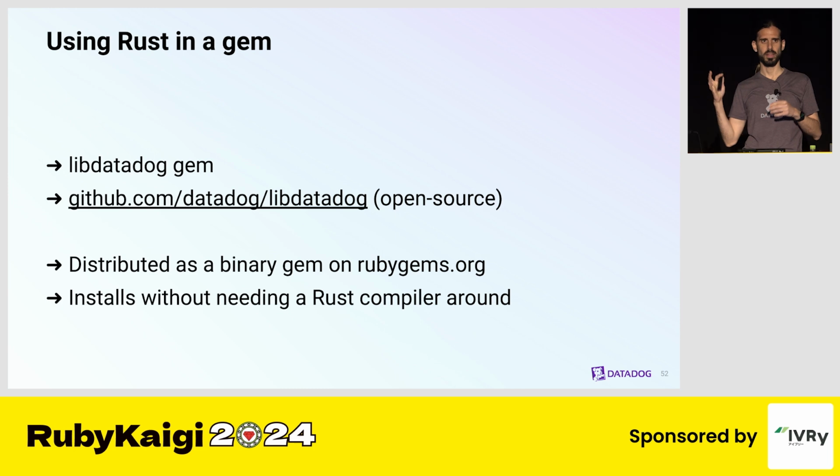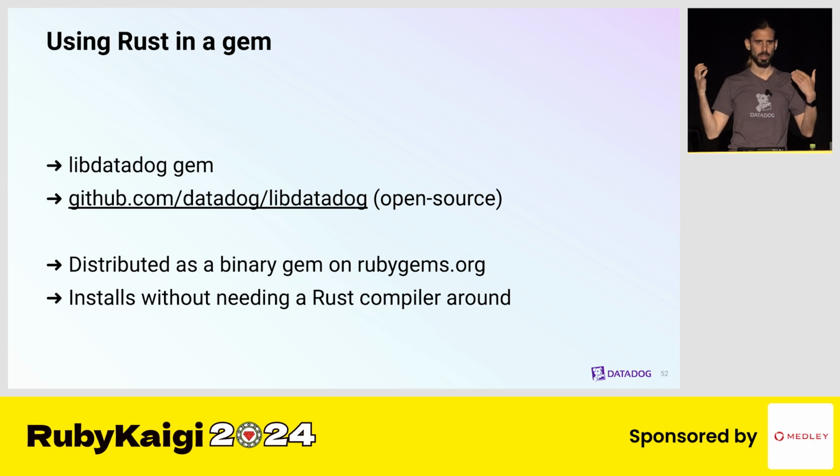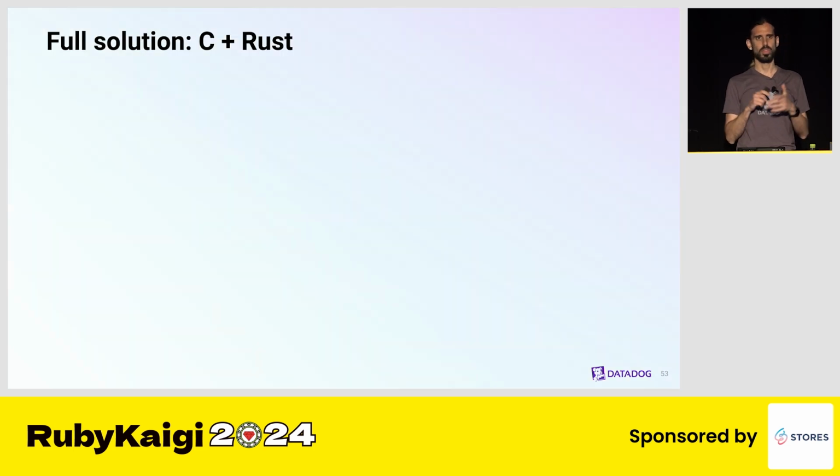The key thing is that this allows us to install it without people having a Rust compiler around, or even a specific version of Rust, because we are always wanting to use new Rust features. Rust is a language that's evolving very fast. So this allows us to just use the latest features, and nobody has to know that they need to install Rust. It's just magic. The full solution is that we use a mix of C and Rust, which I believe is kind of what YJIT does as well. There's some C, and then most of YJIT is in Rust.